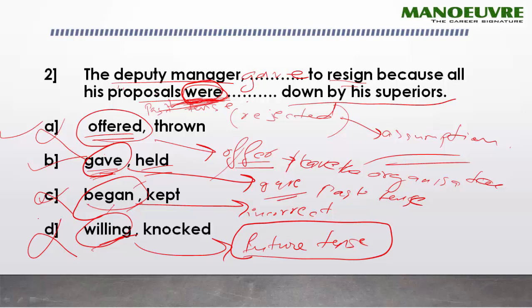because all his proposals were held down, right? The proposals were held down by his superiors. The proposals were not taken well by his superiors. They were not accepted well by his superiors.